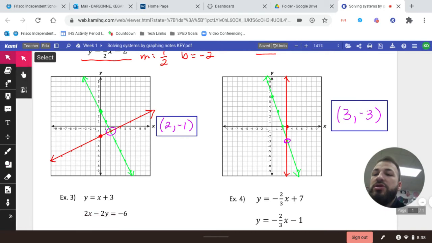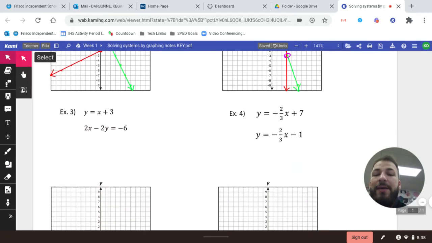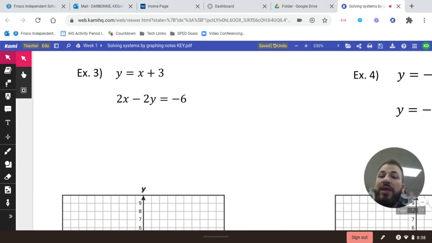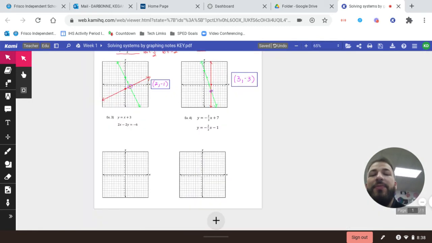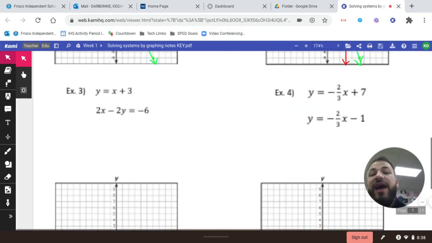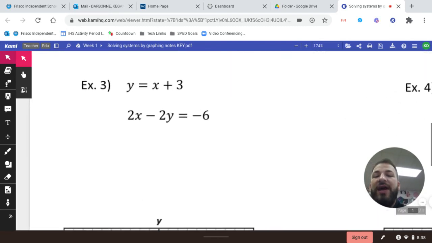Okay, so far so good. Example 3, we have y is equal to x plus 3 and 2x minus 2y is equal to -6. Okay, so this one we have a little extra step because we've kind of been skipping step 1, which is make sure both equations are in slope-intercept form. Well, all of ours have been so far, but this one we finally have one that is not.